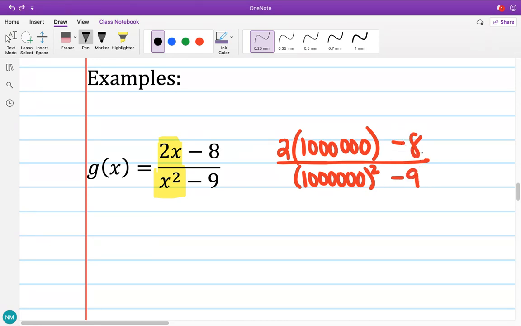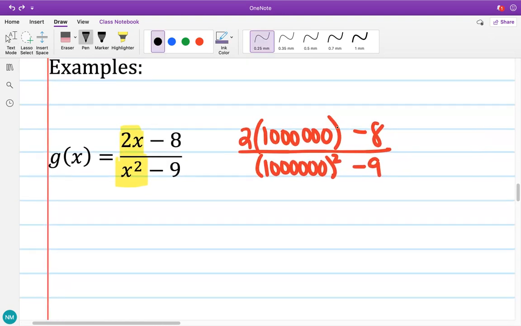If I'm a millionaire and I lose $8, it makes no difference in my life. But if I'm me and I lose $8, I cry about it. So I'm not a millionaire.